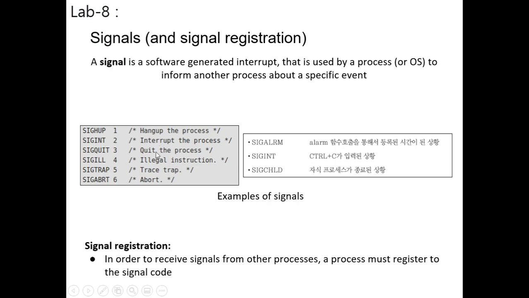So that was how these signals were used. There's hang up, interrupt, like Control C. When you press Control and C inside your command line, SIGINT is delivered to your process, and there are SIGQUIT, SIGKILL, SIGTRAP, SIGABRT, SIGALRM, and so on. We would use signal registration to ask the operating system to let us know if some event occurs. In order to receive signals from other processes, a process must register for a specific signal code.